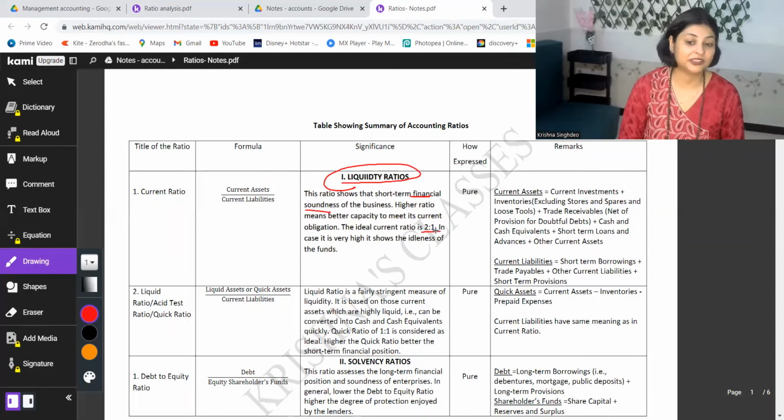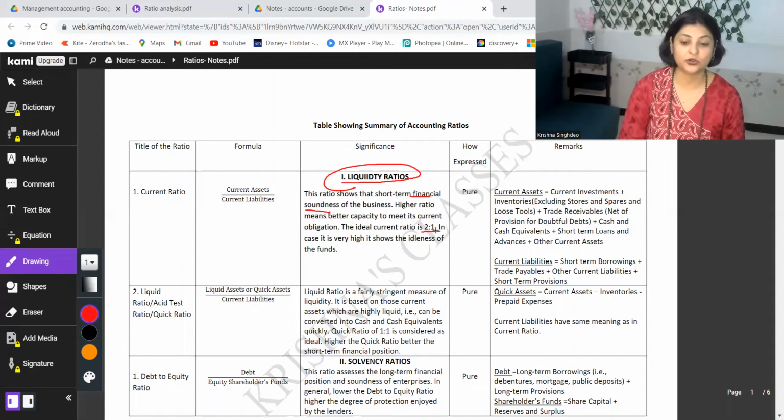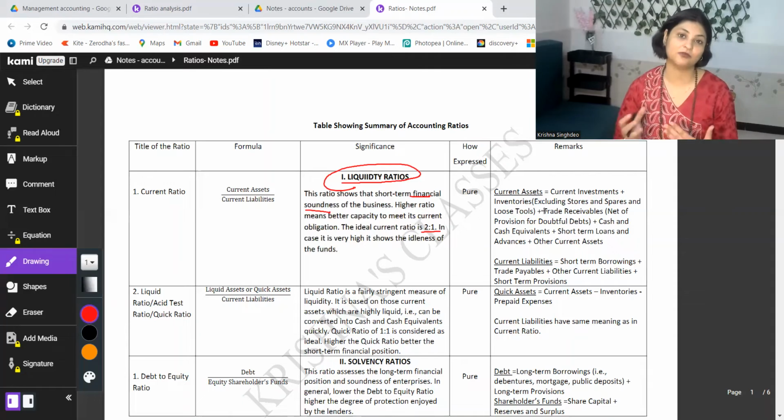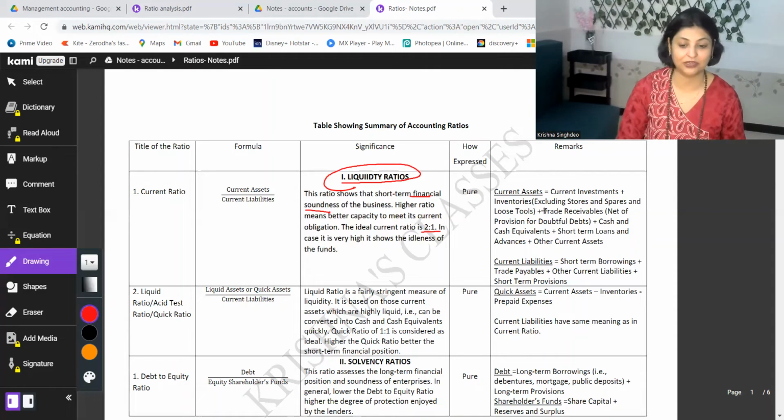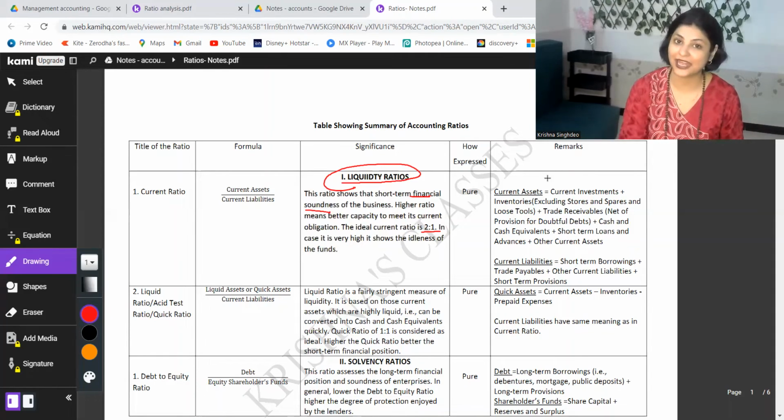Then the next important thing is how this ratio is expressed. Always this ratio is expressed in the proportion form like 1:1, 2:1 or something like this. And then the description is given over here for those who still have some doubt about what current assets and current liabilities are. In the formula sheet itself it is written what current assets and current liabilities are.